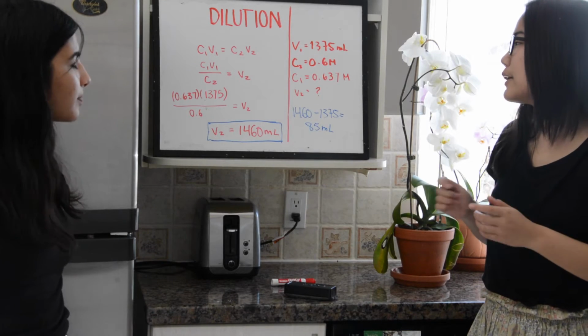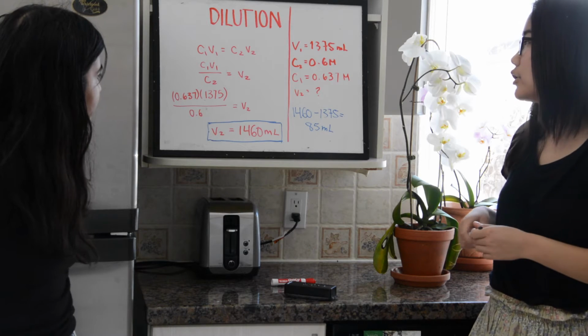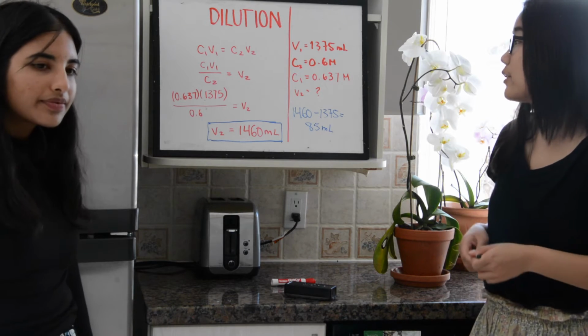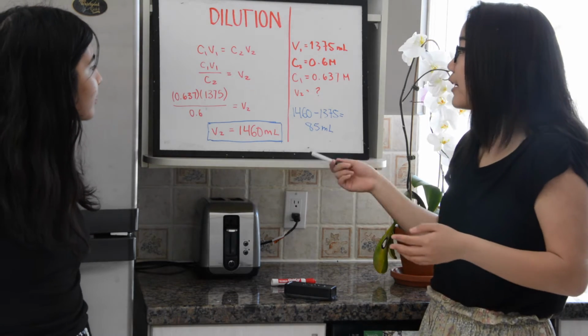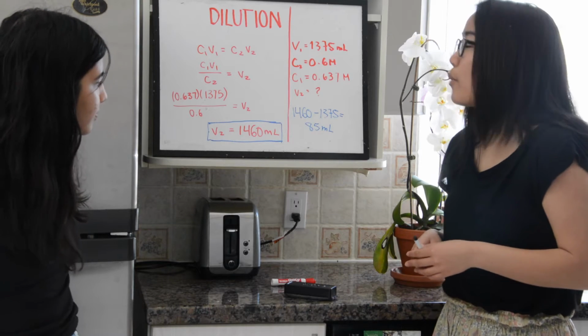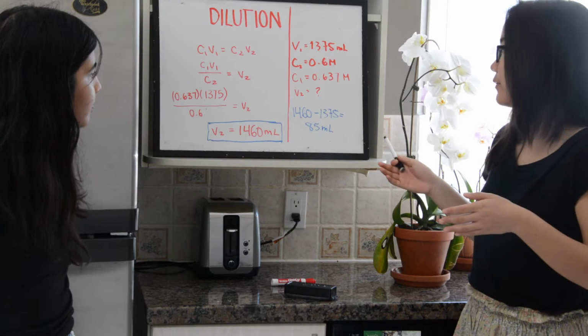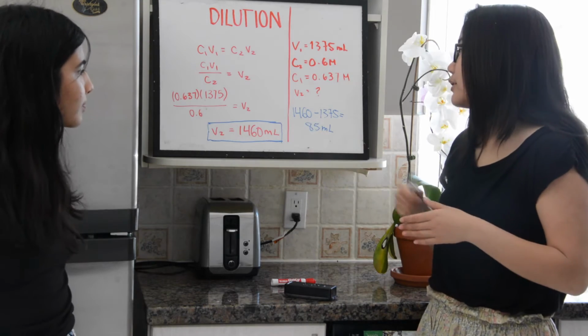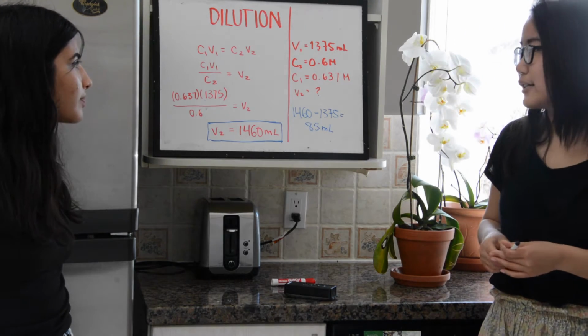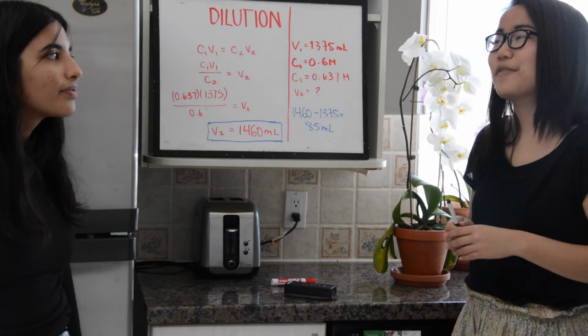Oh, so if we sub that value into our equation, C1 times V1 equals C2 times V2, we can see that our final volume of our lemonade should be 1,460 milliliters. So, subtracting our original amount of lemonade from that means we should add 85 milliliters of water to dilute our lemonade to perfection. I can't believe how easy it was to apply dilution problems that we learned in chemistry class to the real world. I know, right?